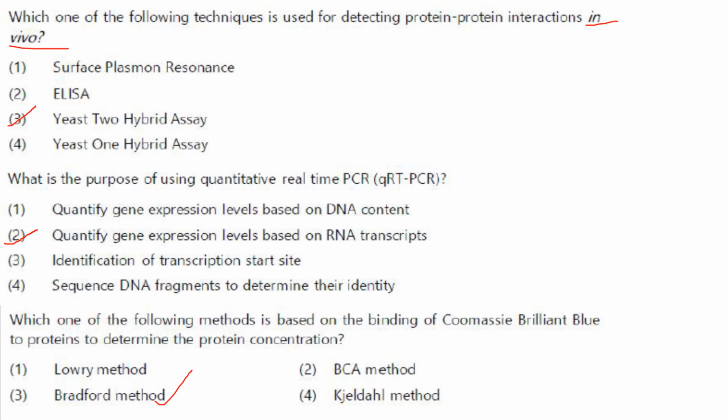Then next one. What is the purpose of quantitative real-time PCR? It is used to quantify gene expression levels based on RNA transcript. Answer is option 2. Then, which one of the following methods is based on the binding of Coomassie brilliant blue to proteins to determine the protein concentration? It is Bradford's method. Answer is option 3.